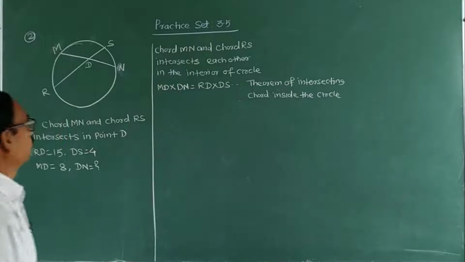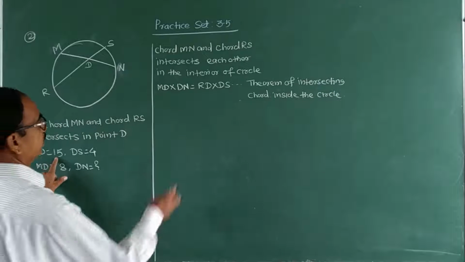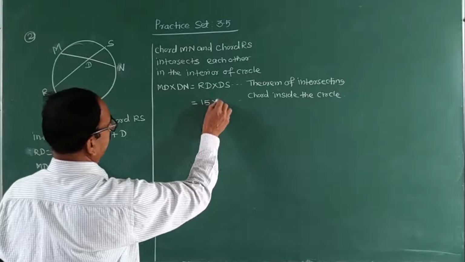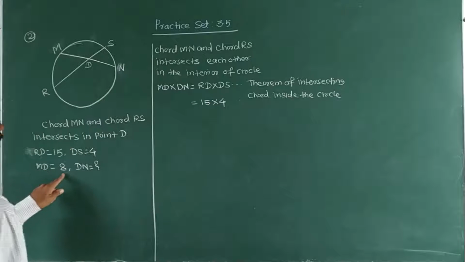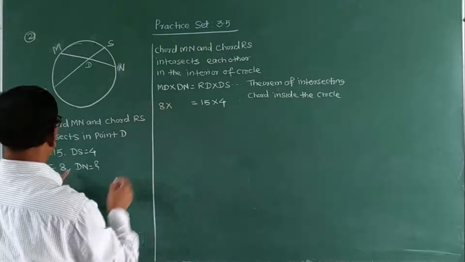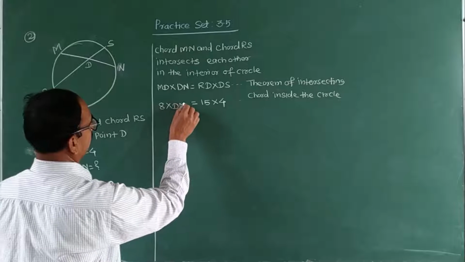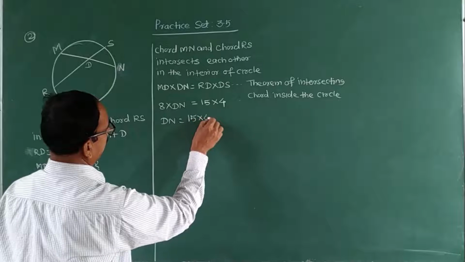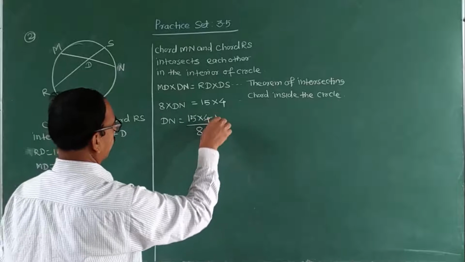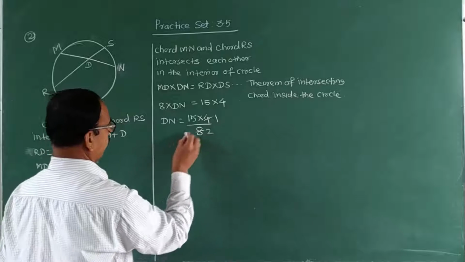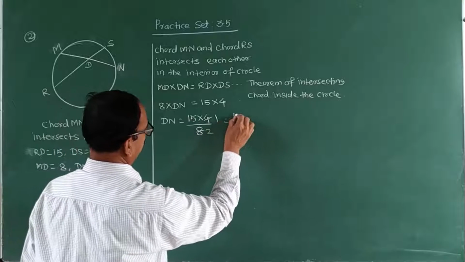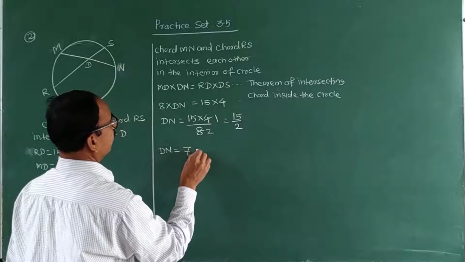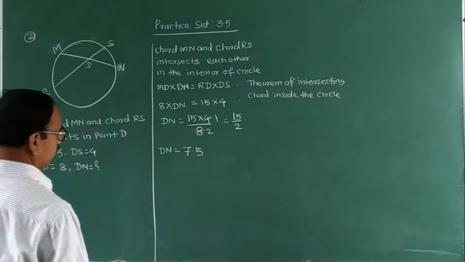Now put the given values. We have given RD is 15. Then DS is 4. Again MD is 8, into DN, which we have to find out. Now DN will be equal to 15 into 4 divided by 8. So 4 over 8 will be 1 over 2. So this will be 15 upon 2, and our answer is DN will be equal to 7.5. This is our first answer.